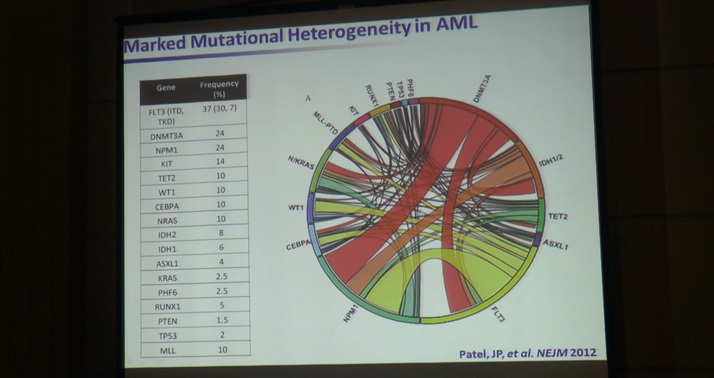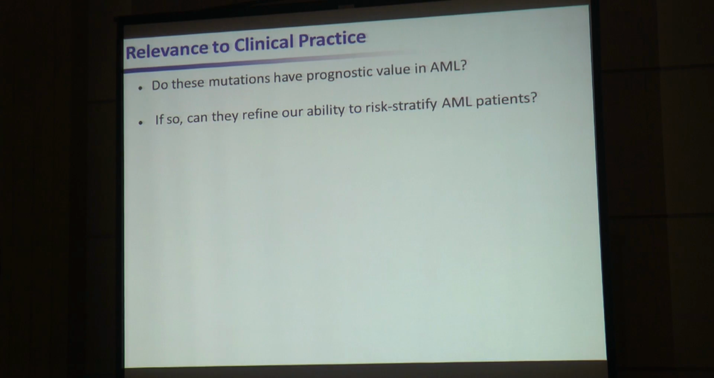And what you can see is these bands connect commonly co-occurring mutations. And the basic take-home point of this figure is that AML is very complicated. Many mutations coexist within the same patient, and that'll be a theme going forward. So do these mutations have prognostic value, and can they refine our ability to risk stratify patients with AML?